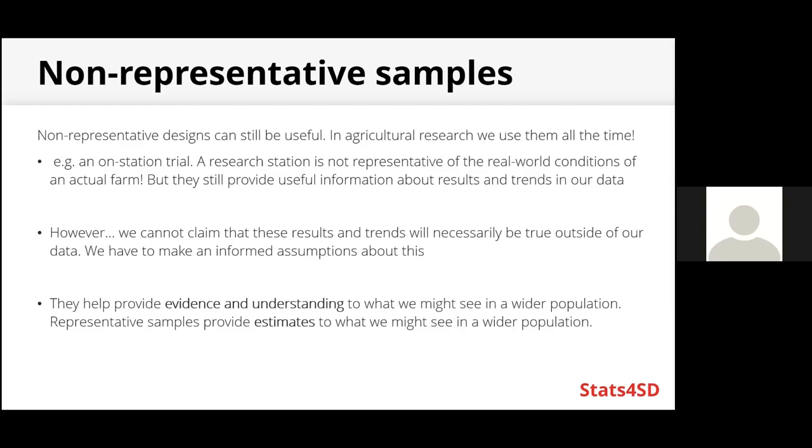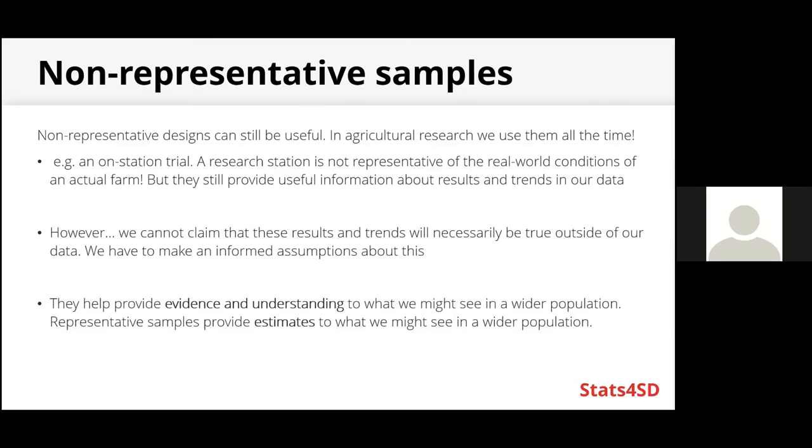I think there have been many examples you can find of varieties which worked very, very well when they were tested in a research station. But when they came to be tested in real world conditions, it turned out that they just did not turn into anything as promising as was initially thought. So we need to make informed assumptions about whether we think what we see in a non-representative environment, a non-representative sample, is going to be followed through when we look outside of our sample, outside of our data, outside of our experiment. So a non-representative sample provides evidence and it provides understanding, but it doesn't necessarily provide us with representative estimates.